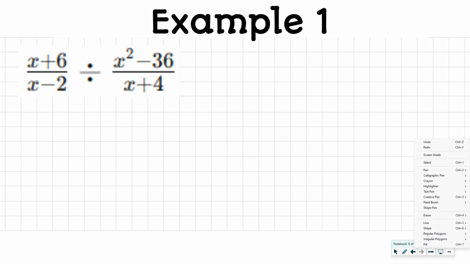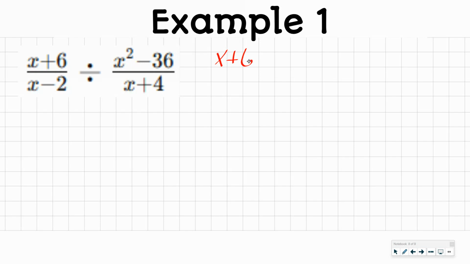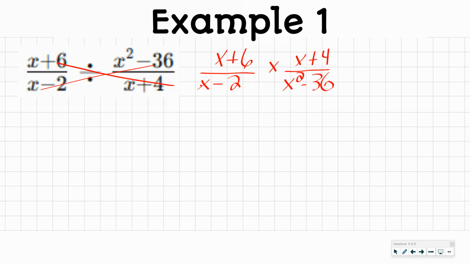All right, looking at this problem here, we have set it up as a division. I want to go ahead and change that to a multiplication. So I keep the first rational expression, change it to a multiplication sign, flip the second rational expression, and now we have a multiplication problem like we were just doing in our previous examples. So I can ignore this and just start simplifying by factoring, or however I can break this down.